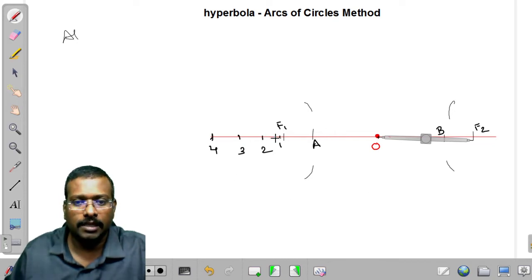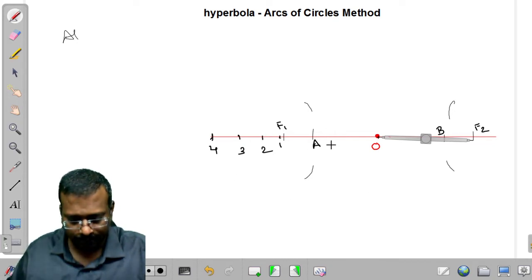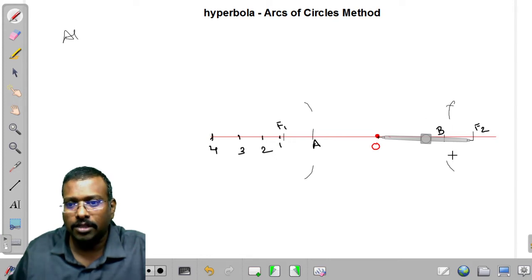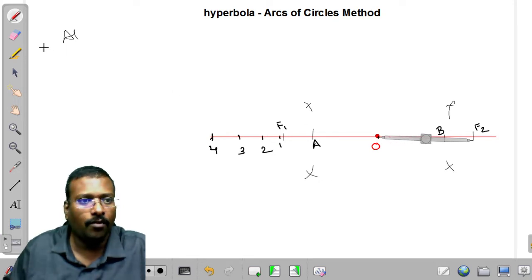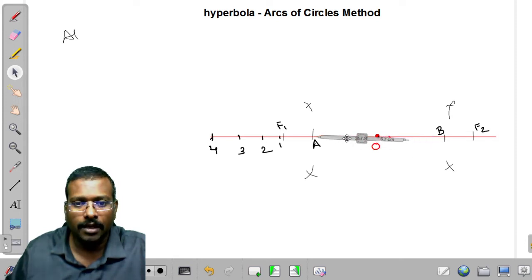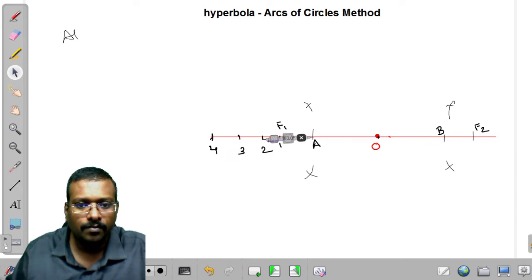With B1 as radius, F1 as center, we will cut the arcs here. F2 as center, we will cut the arcs here. So for 2 I will explain here. For that, the next one is A2 as radius. A2 as radius, F1 as center, draw the arcs here.